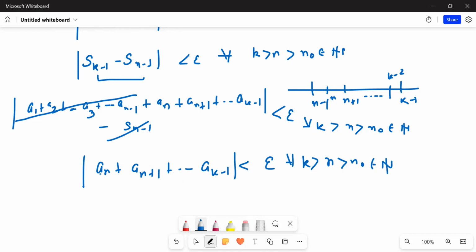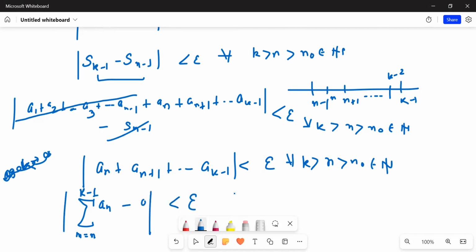And from here it is quite evident that this is nothing but summation m equals n to k minus 1 of am, as n tends to infinity. So basically what does it imply? It implies that the modulus of summation m going from n to k minus 1, minus 0, can be made less than epsilon, right? This is how it is.